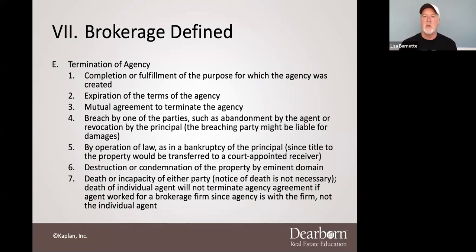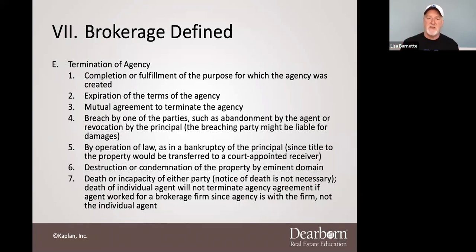So here we go. Number one, completion of the purpose. So if I took your listing, I sold your listing, agency's over. I did what I was hired to do, and now it's done. As I told you earlier, I can try to earn your business in the future. If you need me as an agent in the future, I have to earn it again. This is over because I did the one well-defined task that I was employed to do.